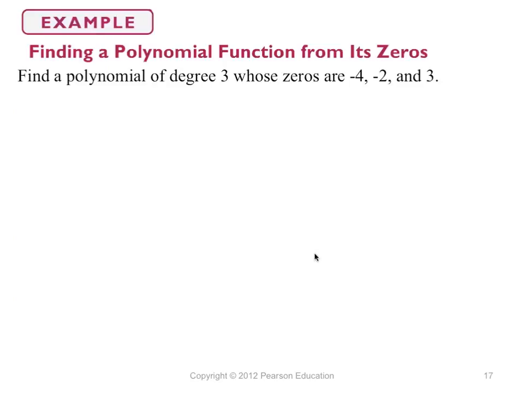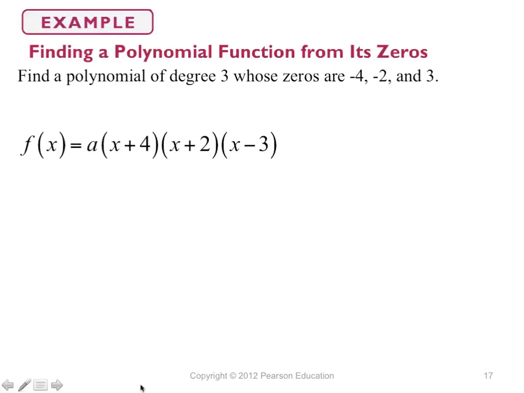Okay, the first type of question we have under this premise is that we want to find a polynomial of degree 3 whose zeros are -4, -2, and 3. So we want to write f of x equals some number a, and we're going to talk about what this number a is. If -4 is a real zero, that means that x plus 4 has to be a factor, so it's always opposite.